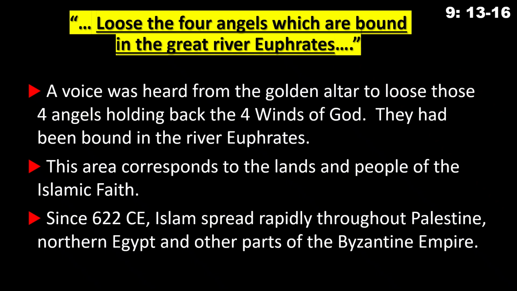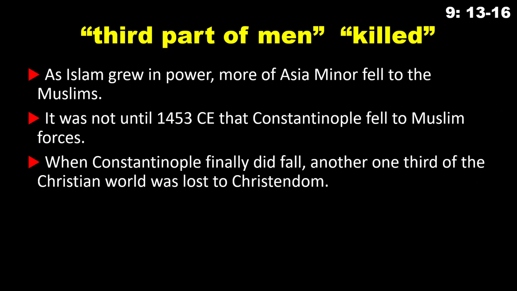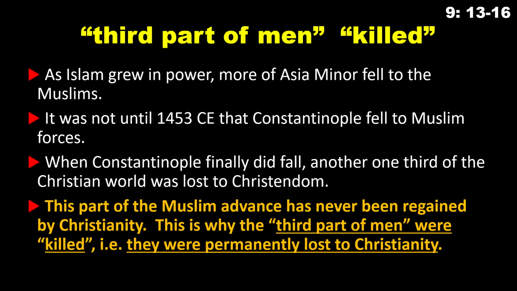Since the year 622 Common Era, Islam spread rapidly throughout Palestine, northern Egypt, and other parts of the Byzantine Empire. As Islam grew in power, more of Asia Minor fell to the Muslims. It was not until 1453 that Constantinople fell to Muslim forces. When Constantinople finally did fall, another 1/3 of the Christian world was prophesied to be lost to Christendom. This part of the Muslim advance has never been regained by Christianity. This is why the third part of men were killed, meaning that they were permanently lost to Christianity.